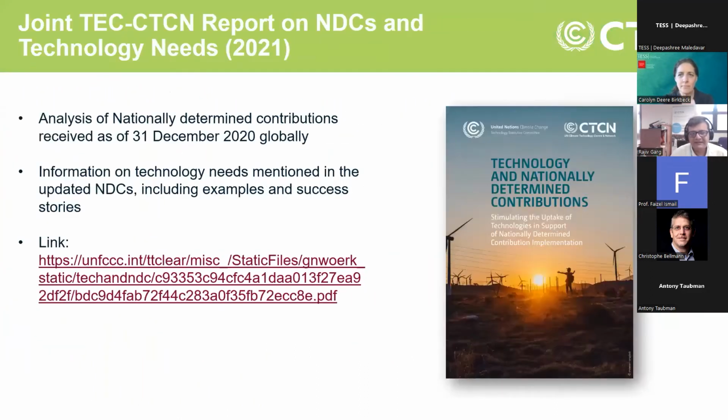What has also happened is that CTCN is the implementation arm of the technology mechanism, but at the same time, there is another arm, which is the policy arm, called the Technology Executive Committee. And we two work together. You all know that the countries were asked to submit their revised nationally determined contributions. Some of the countries have also undertaken a technology need assessment, and a report was published which analyzes the nationally determined contributions which were received as of 31st December 2022. This report is available at the following website.